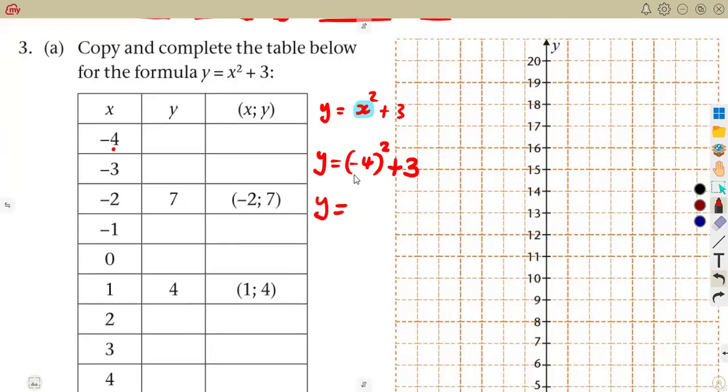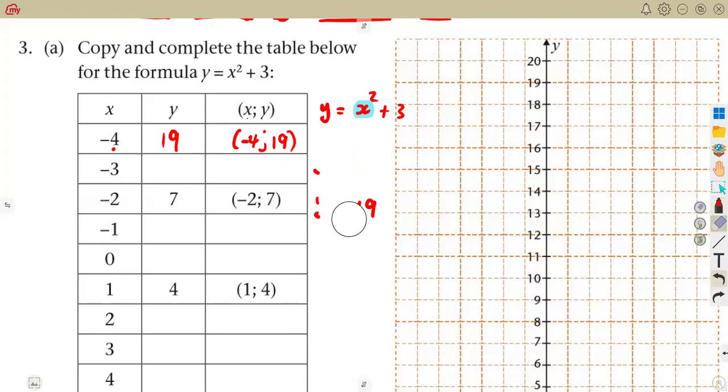So what are we going to have? This one is now use of your calculator. Minus 4 squared means minus 4 times minus 4, which is 16. Then 16 plus 3 is going to give you 19. So the y value there is 19. And as a point, x versus y: x is minus 4, what about the y value? It is 19.